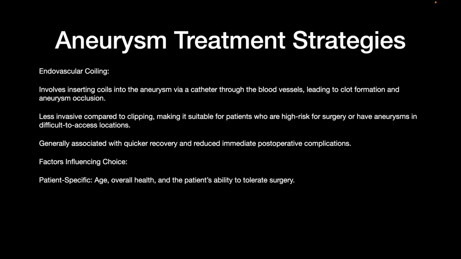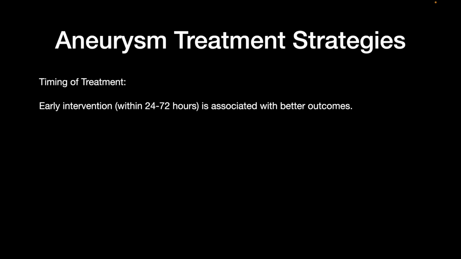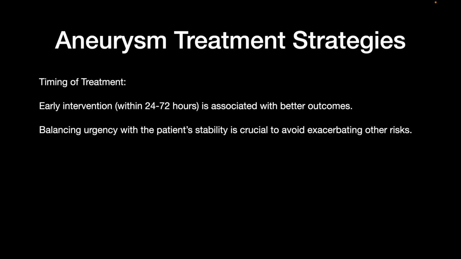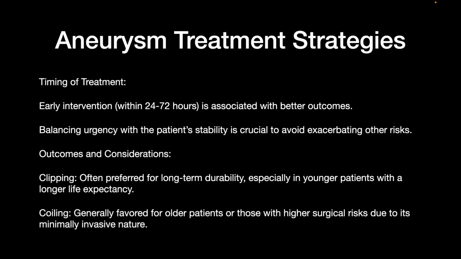The factors that influence the choice are patient specific, that is age, overall health status, the patient's ability to tolerate a big surgery; aneurysm specific, like the location, size and morphology of the aneurysm. Clinical condition, that is severity, presence of other complications and timing of the rupture can also affect the decision process. And obviously the facilities available in the institution will definitely matter. Timing of the treatment: early, within 24 to 72 hours. Balancing urgency with the patient's stability is crucial. Outcome: clipping is often preferred for long-term durability in the younger population. Coiling is for older people with high risk of surgery.